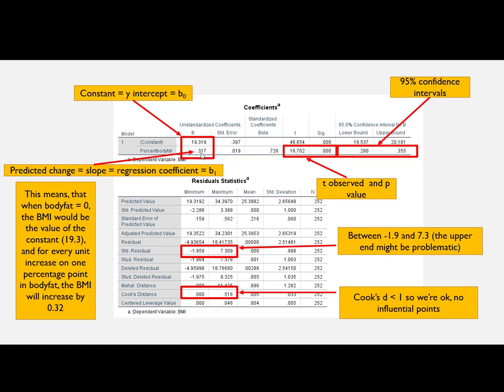So this coefficient, every unit increase in percent body fat, so if I went from 0 to 1, I would multiply it times 0.31 and add it to 19. If I had a body fat of 2, I'd multiply it by 2 and add it to 19. If I had a 3, so forth and so on. And so that's how we use our prediction equation.